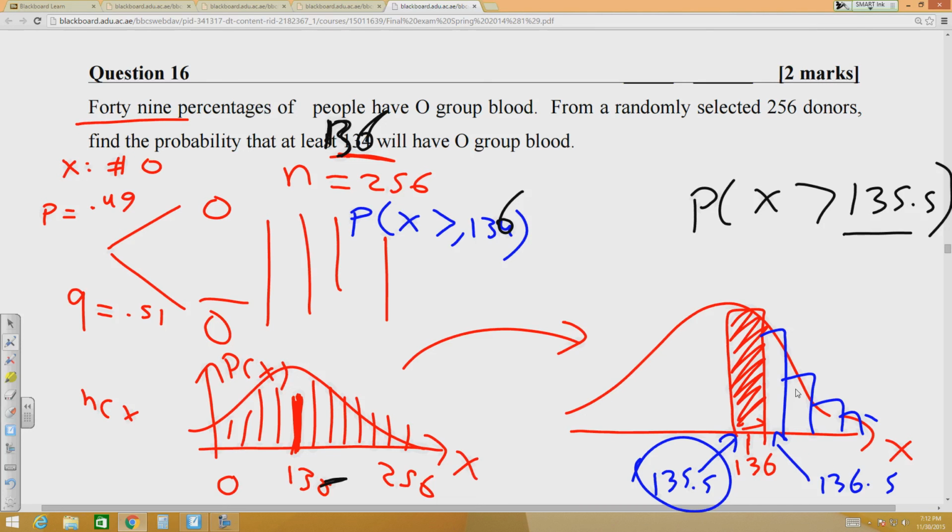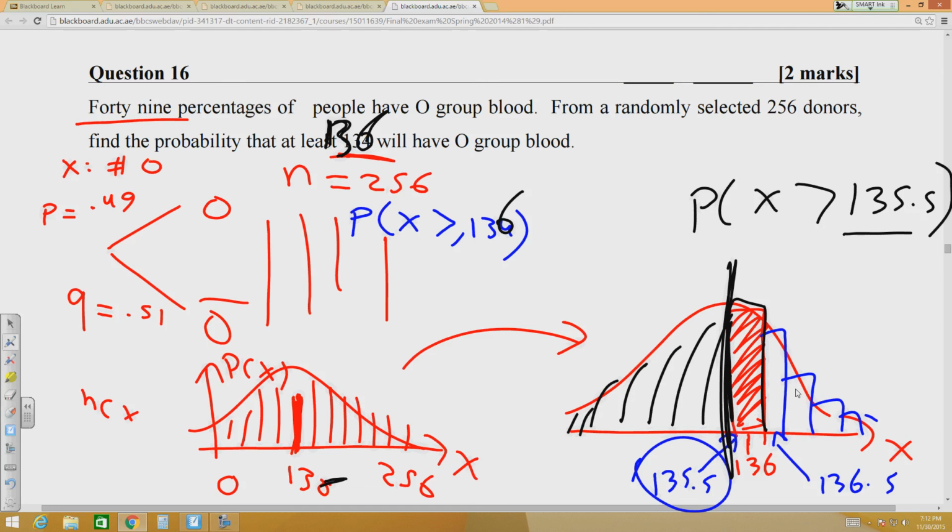Where did this idea come from? Why do we add half or subtract half? Because every value in the discrete becomes an area in the normal distribution, and for the area, we use the boundaries. That's why. So from the graph, if you understand what you're doing, you're starting from 135.5. Of course, if I say at most, it would be different. At most means maximum 136. So at most, you're using this bar and the ones below.